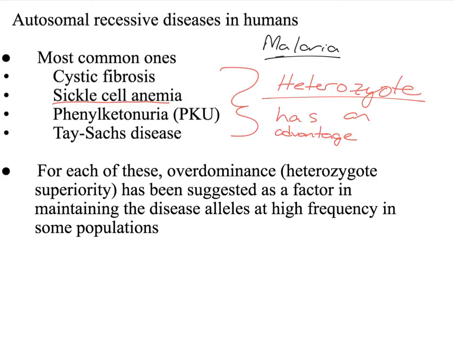They're susceptible to malaria. So it's interesting that this is a prime example of what we were talking about earlier about overdominance, in that the heterozygote has an advantage over the homozygote, either recessive or dominant. So in this case, these diseases are good examples of this idea of overdominance, this idea that the heterozygote has an advantage over the other two possible outcomes.